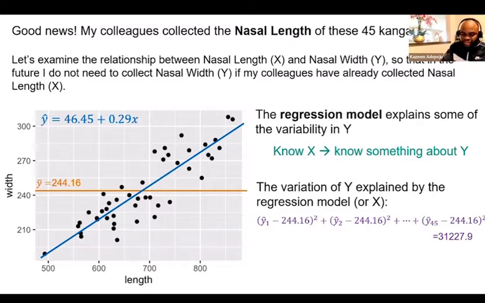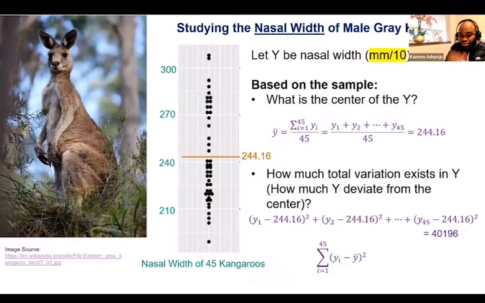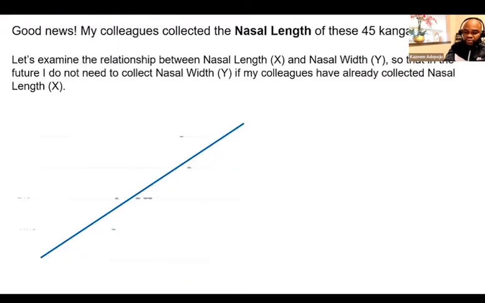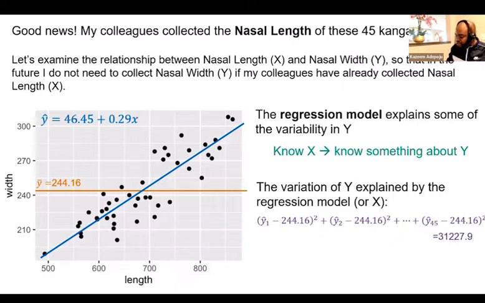Now take a look at that. The total variation, that we call total sum of squares, is actually 40,196. And the explained variation is 31,227.9. Okay, now this is the explained variation.